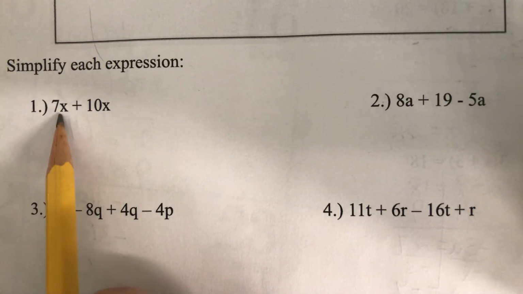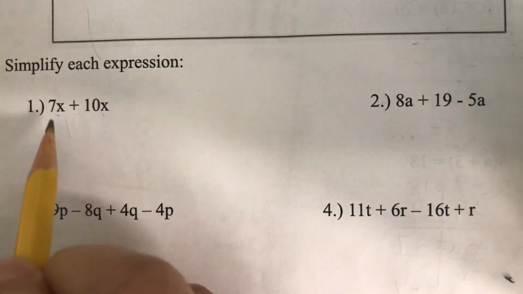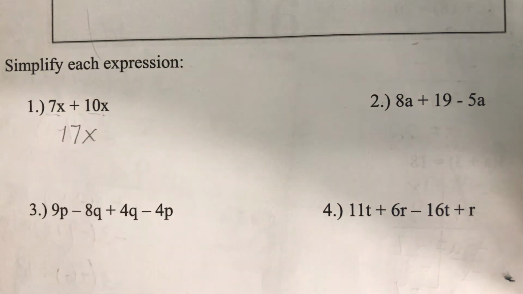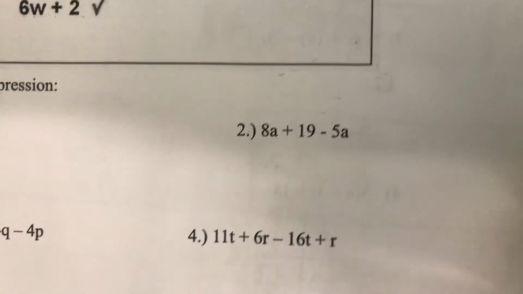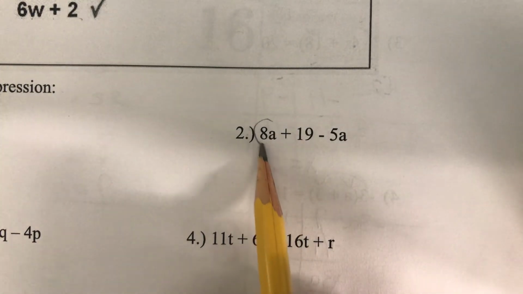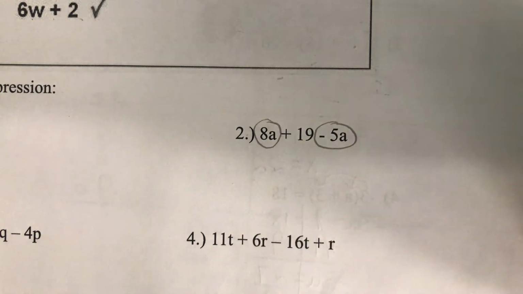So here 7x plus 10x, there's no other terms. So it's just 7 plus the 10, 17x. In example 2, we have our a's that have like terms, but then we're left with this 19 with no like term. That's okay too.